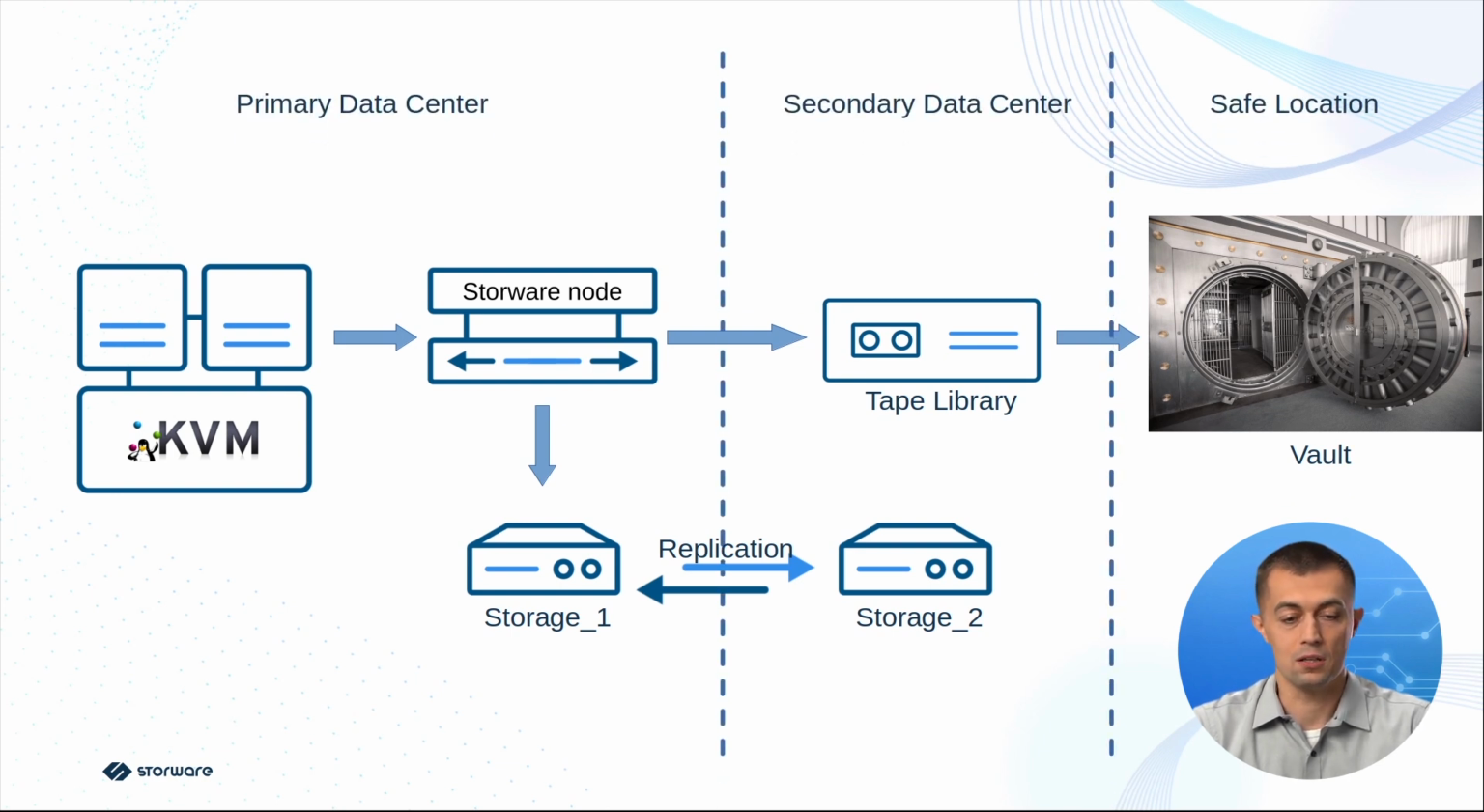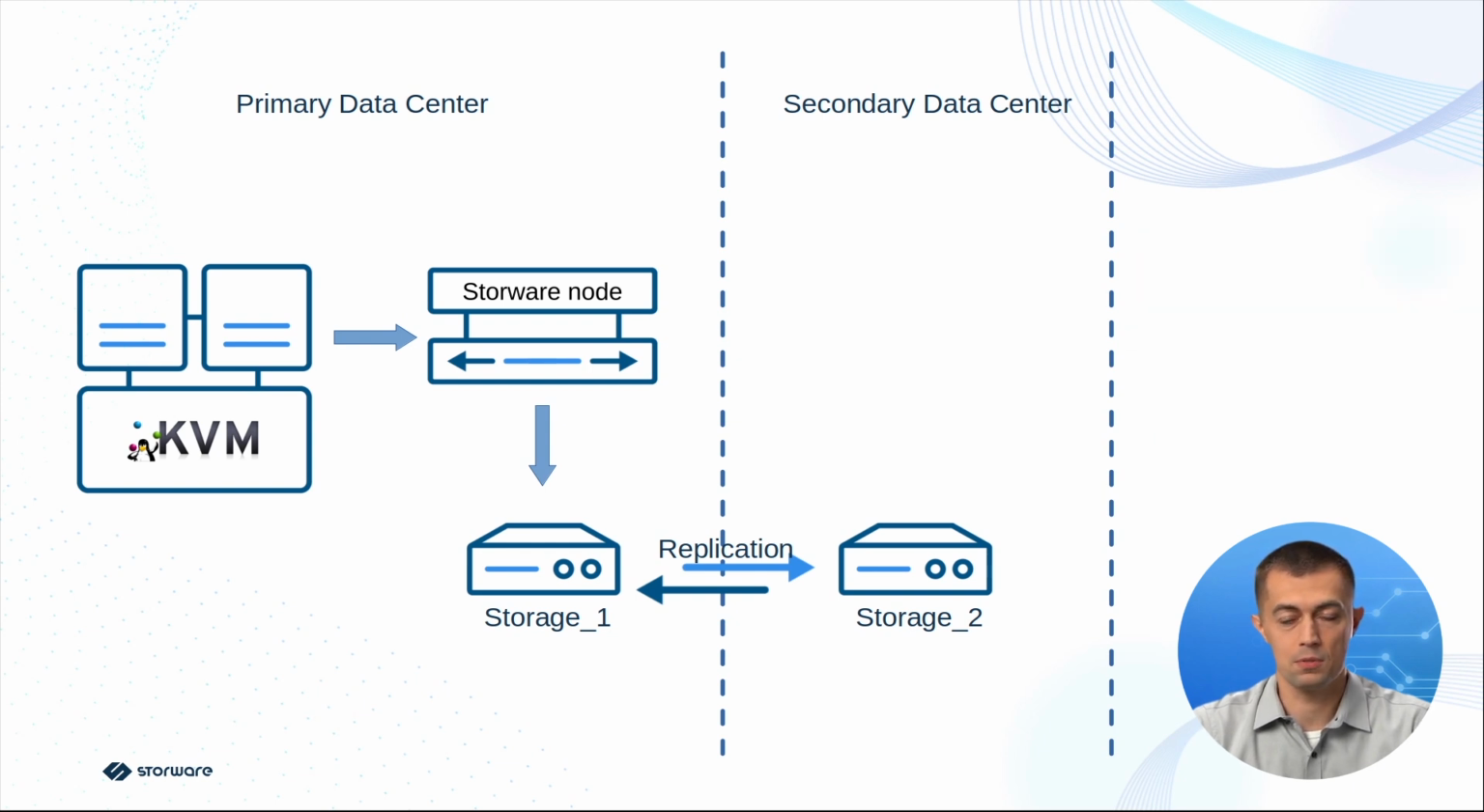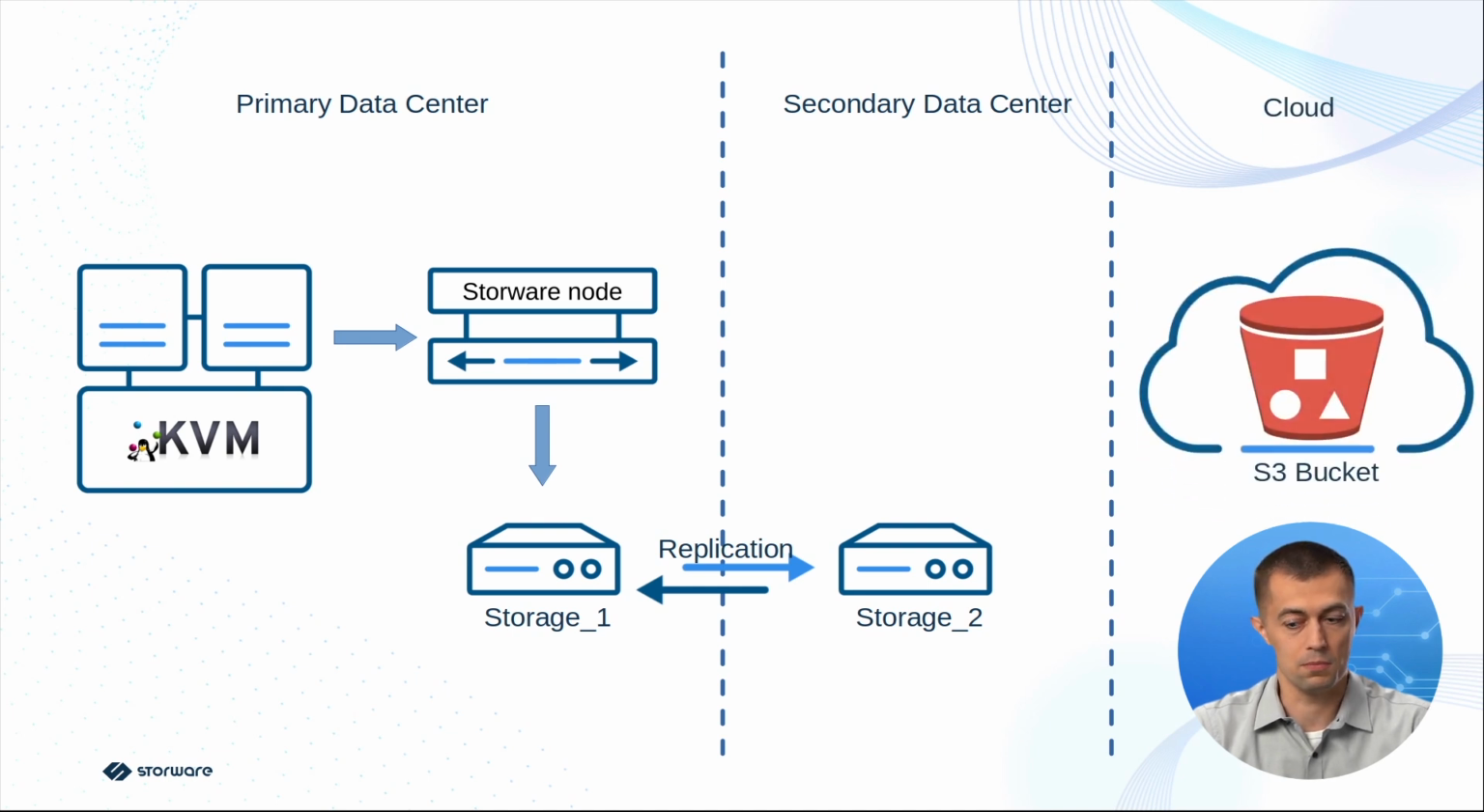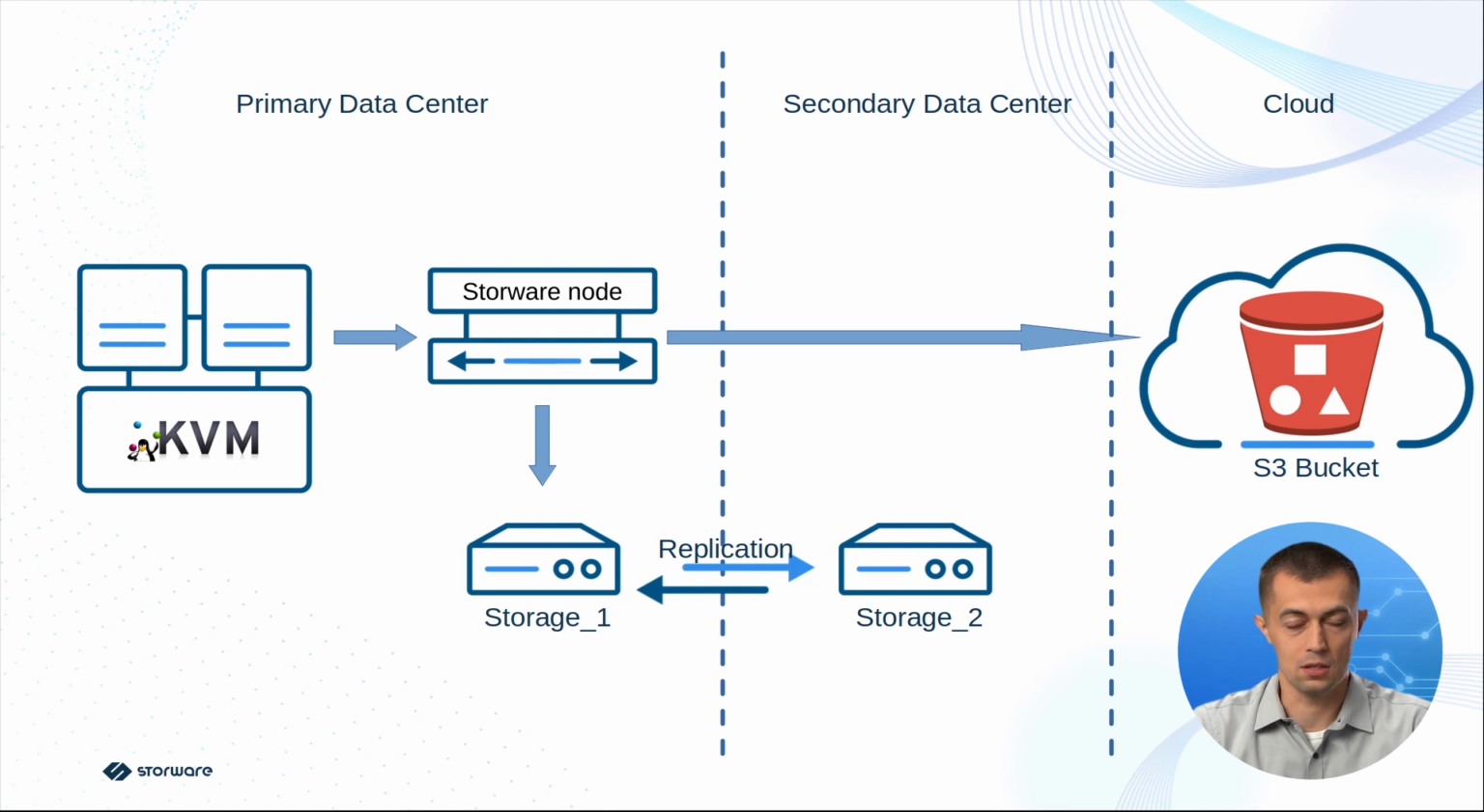If we divide that by locations, then Storware with the primary storage is located in the primary data center. Next, the tape library and replication storage are in the second data center. The vault, of course, is somewhere in a safe location. If we temporarily forget about tapes, we can do it in a different way. In that place we can put an S3 bucket, maybe Azure Blob Storage, Google Cloud Storage, or an air gap location like ISO layer.